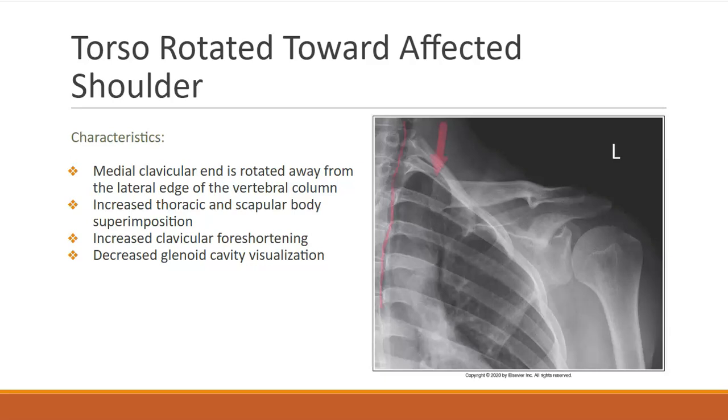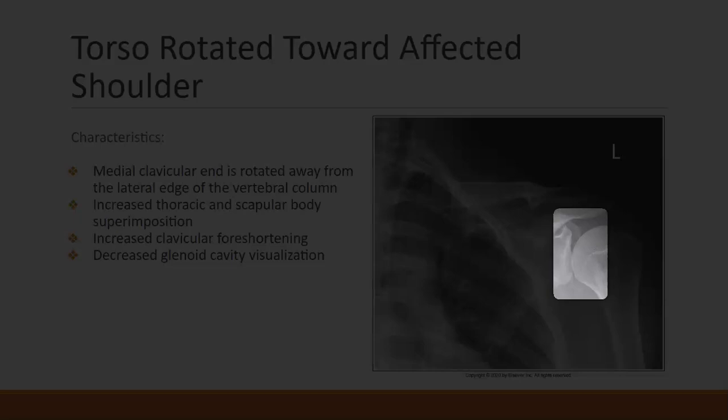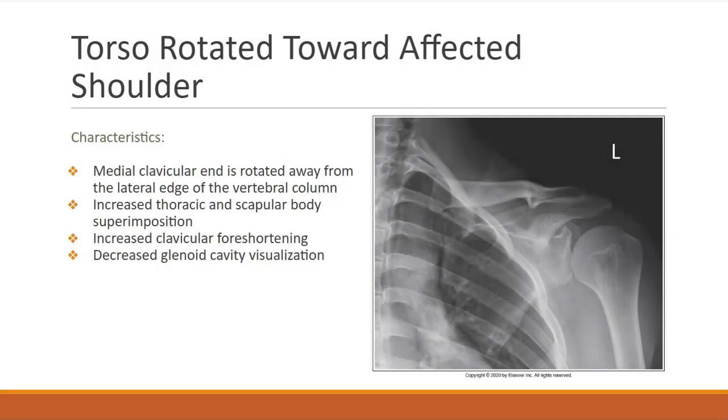The medial end of the clavicle appears rotated away from the lateral edge of the vertebral column. Additionally, there is increased superimposition of the thoracic structures and the scapular body, leading to a less distinct visualization of the scapula. The clavicle also appears more foreshortened, and the visibility of the glenoid cavity is reduced. This positioning may obscure some important anatomic structures and affect your diagnostic accuracy.